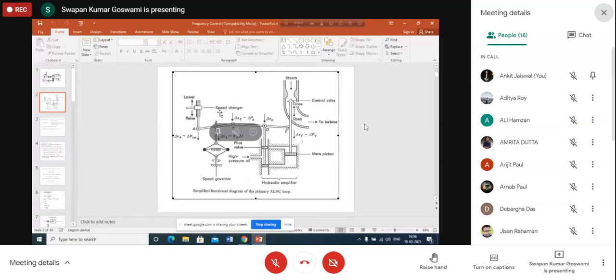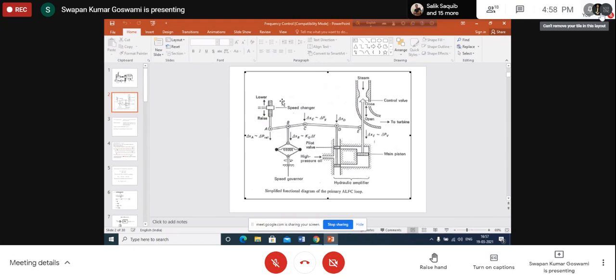It is called the speed changer because it helps to change the speed of the generator, and that change happens only during the transition period. That's why it is called the speed changer. Now this is how the system works when a power increase command is given. Note that this is the only external input you could give. But what happens as a result?